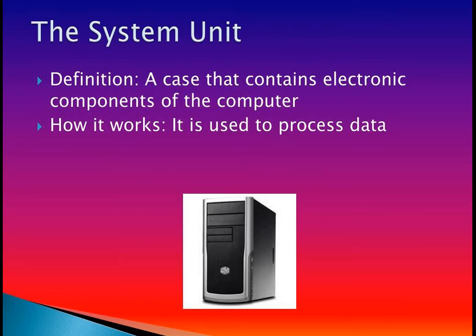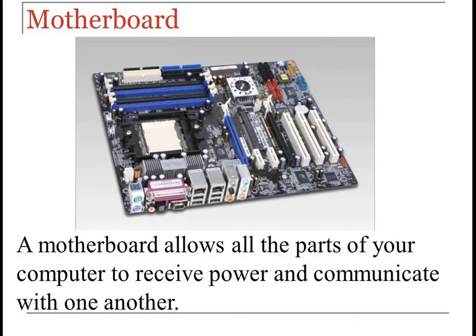Now move to the next example of system unit, that is motherboard. A motherboard allows all the parts of your computer to receive power and communicate with one another. Motherboard is also called a system board or main board. Here you can see the picture of motherboard. It contains a large number of tiny electronic components.